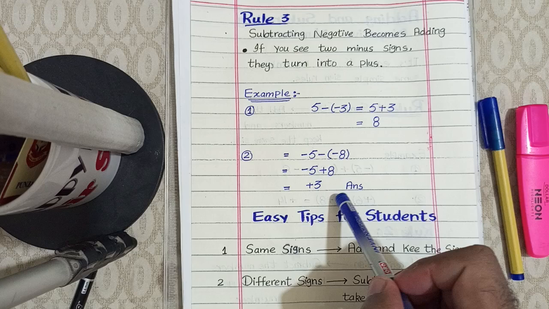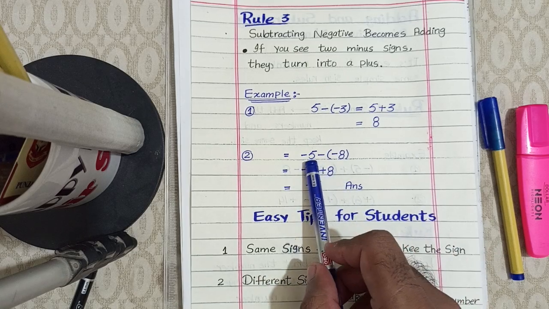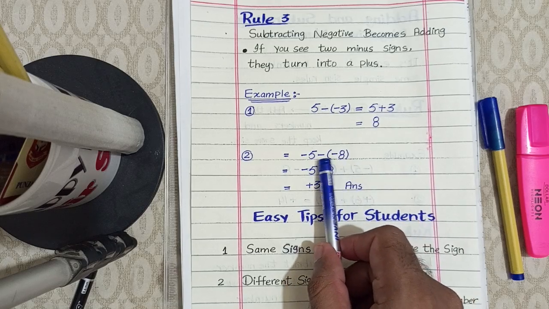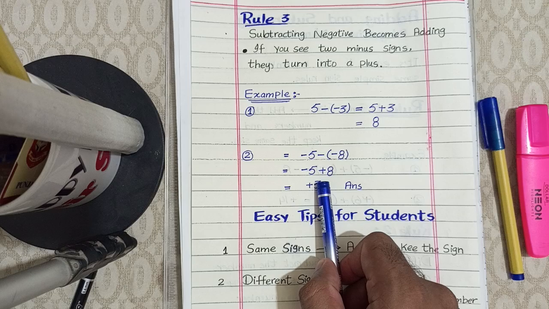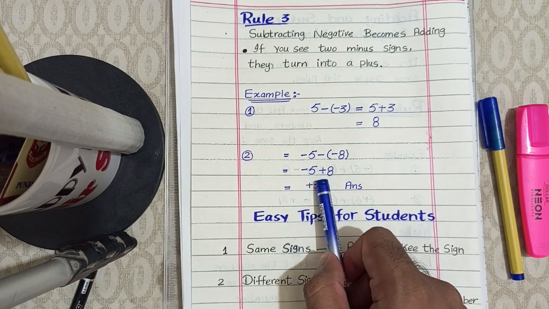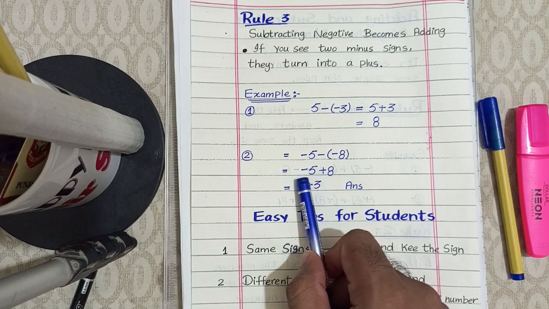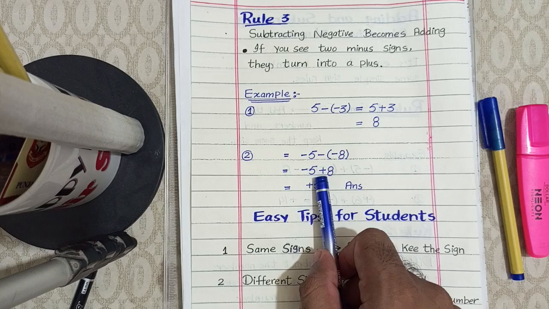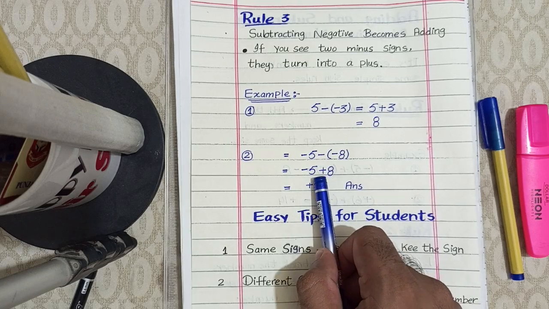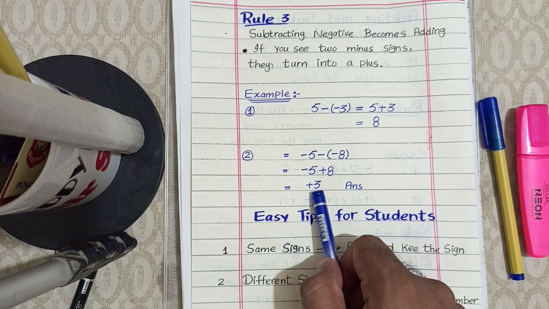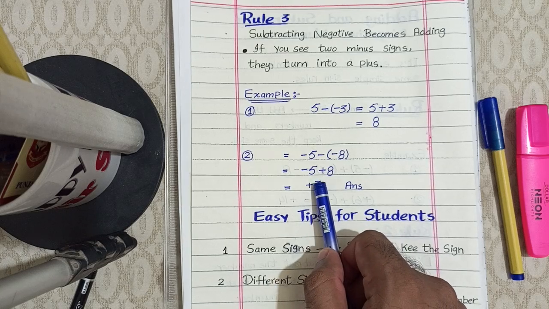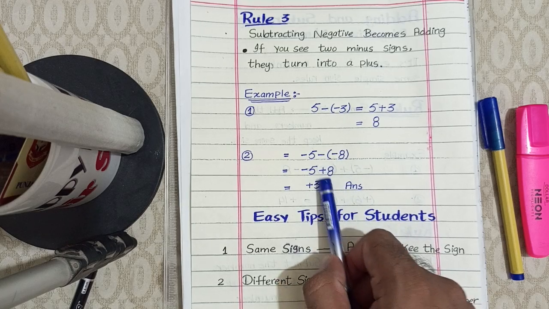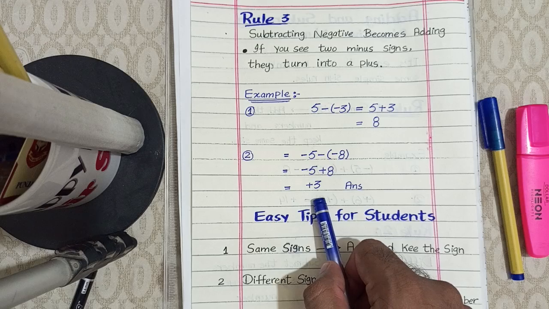Now in second example, we have -5 minus -8. Then minus minus turn into plus. So we have -5 plus 8. Both have different sign. If we have different sign, then we subtract these two numbers, 8 minus 5, which is equal to 3, and keep the sign of bigger number. So we have bigger number 8. So our final answer is plus 3.